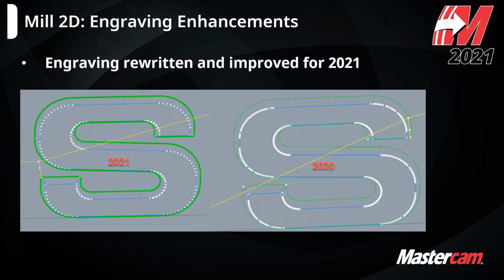So if you have any engraving toolpaths or you use engraving often, all you have to do is open up a 2020 or prior file, regenerate the toolpath in 2021, and that'll take advantage of the updated algorithm.